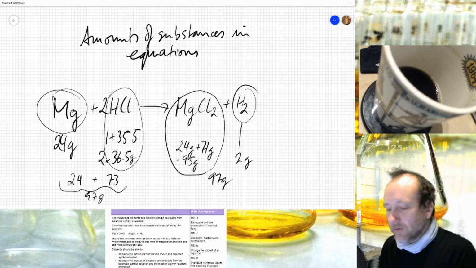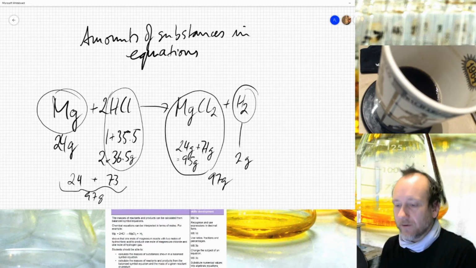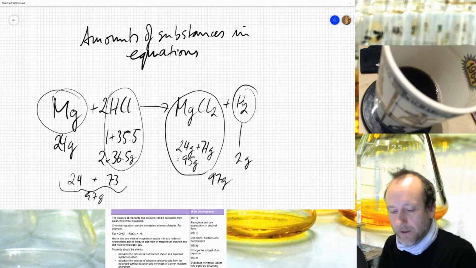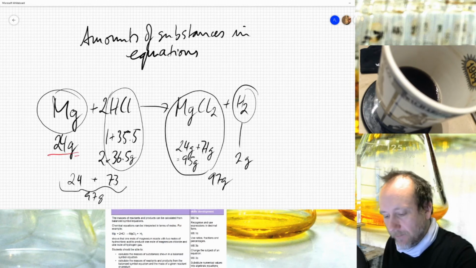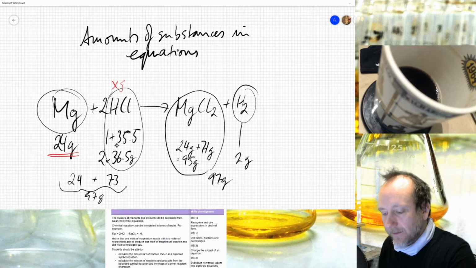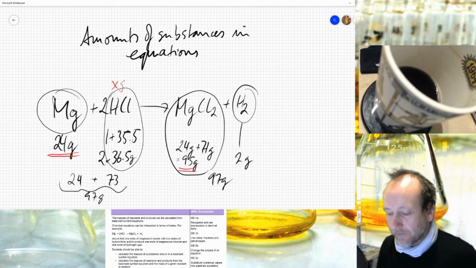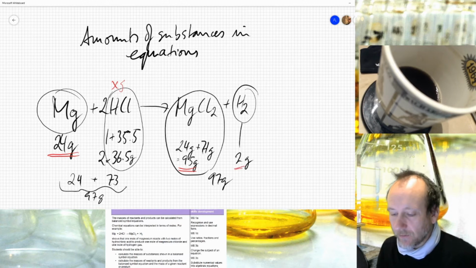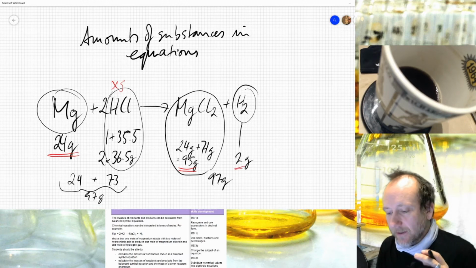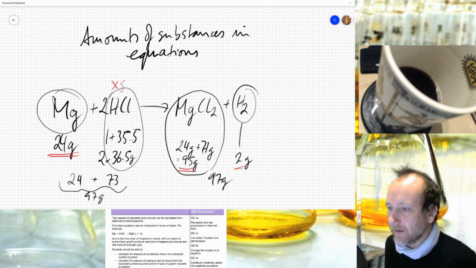So you don't have to do all of this in order to prepare for this question, but it is a very nice way of just showing that if you had 24 grams of magnesium and you had an excess of hydrochloric acid or hydrogen chloride, then what you would get is 95 grams of magnesium chloride and 2 grams of hydrogen. So that is the simplest case of a question that asks you for amounts of substances in equations.